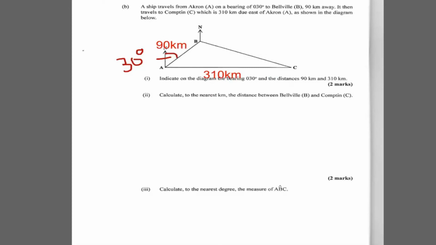Now, it's easy to find BC. This is such an easy question. If this angle is 30, then right here, inside here, this angle is 60, because angles in a right angle sum to 90. So this angle is 60. If this angle is 60, to find BC, we're going to use cosine rule.